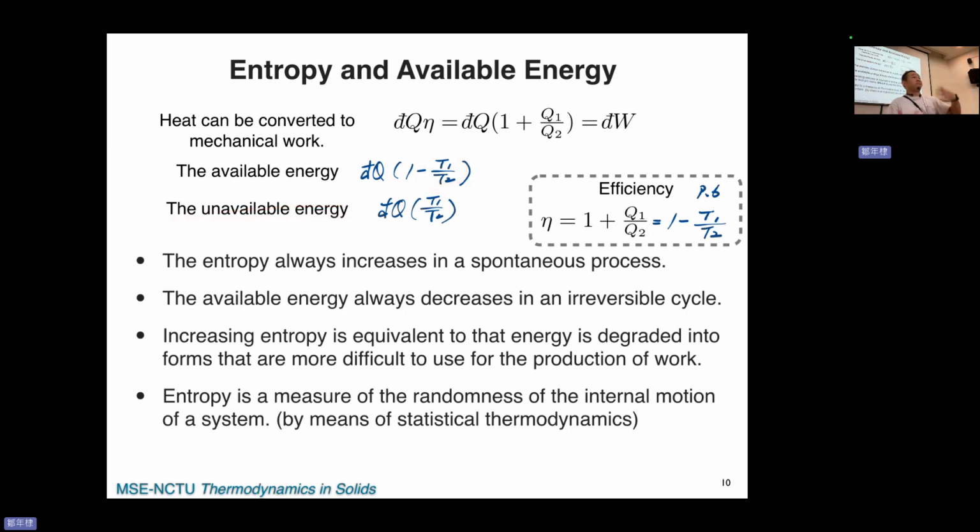Maybe it becomes the heat, temperature, heat released. So the entropy always increases, no problem. The available energy always decreases in an irreversible cycle. So you see that energy will always become unavailable each time, each cycle. Okay, so yeah, that's it.